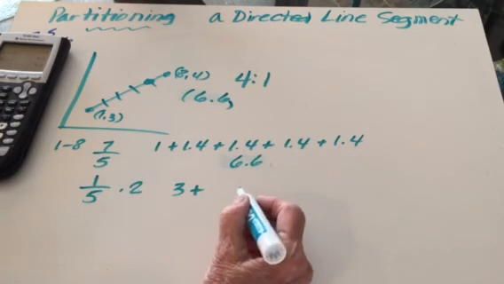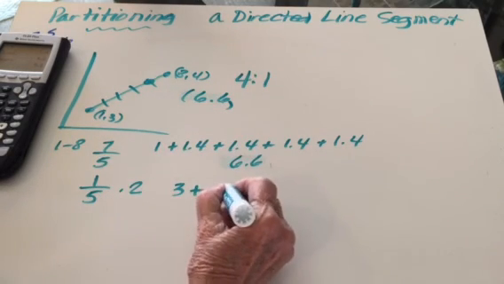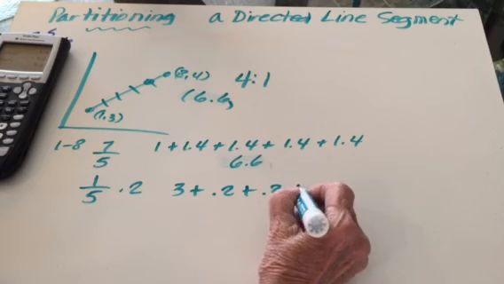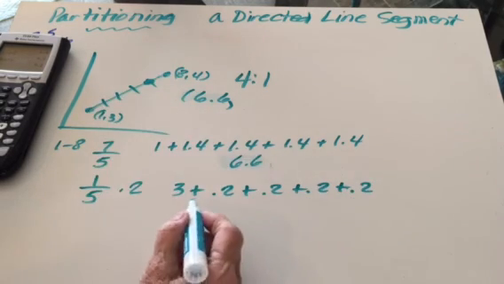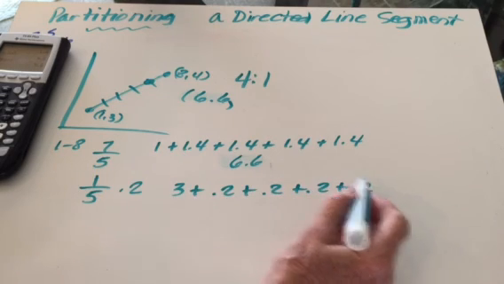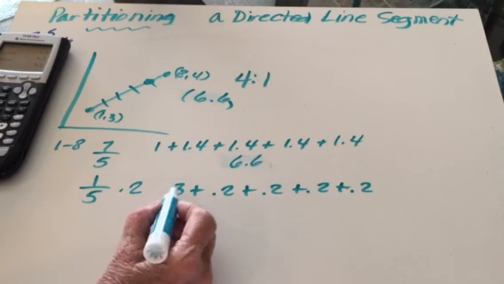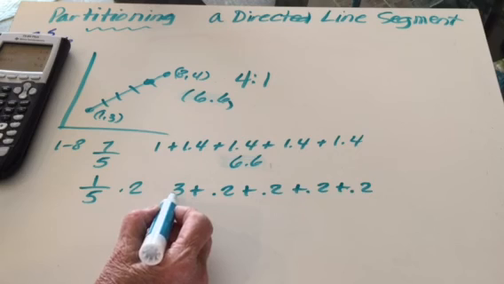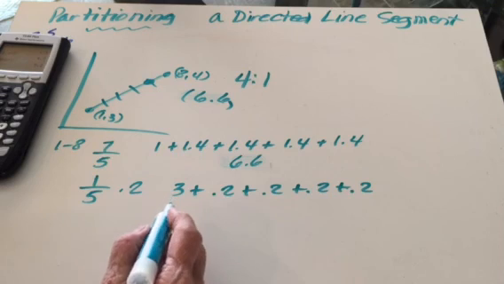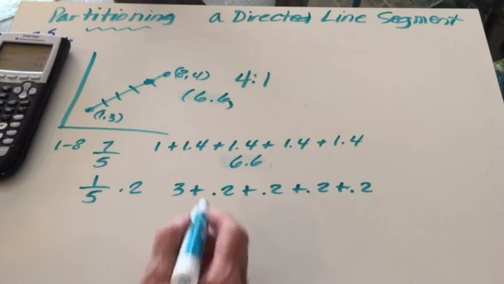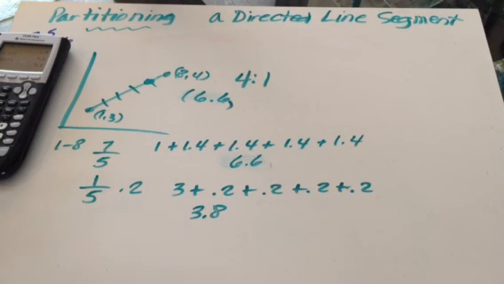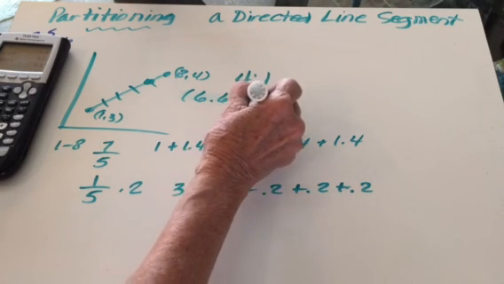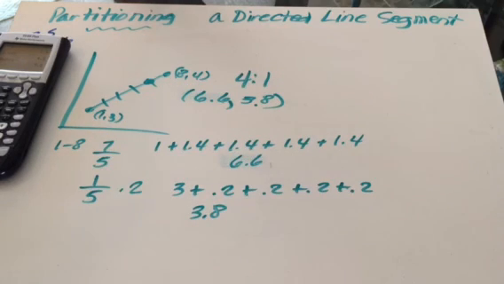It didn't feel right. Okay, 3 plus 0.2 plus 0.2 plus 0.2 plus 0.2, because I have to have 4 sections on the bottom. 2, 4, 6, 8, plus 3 is 3.8, right? So that's my new coordinate point, 3.8. All right, that's how you do it.